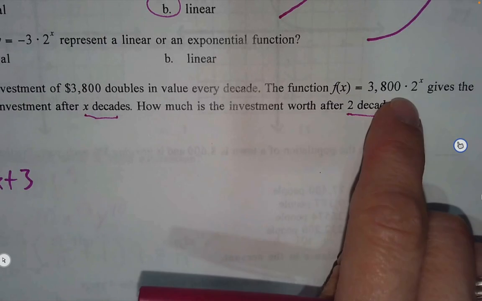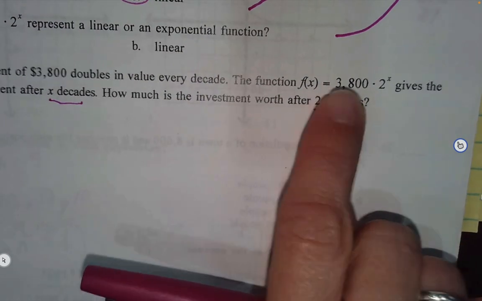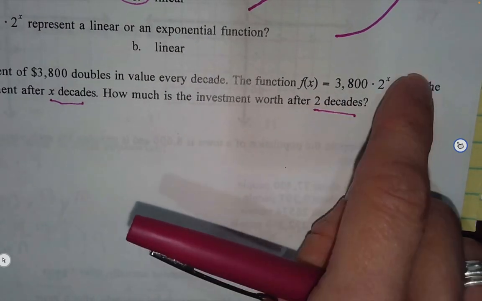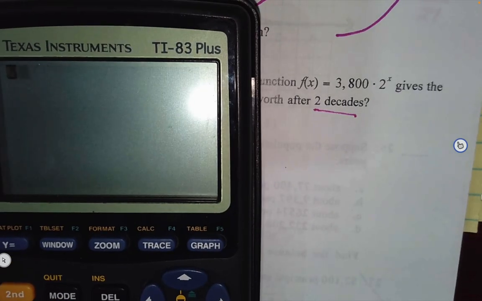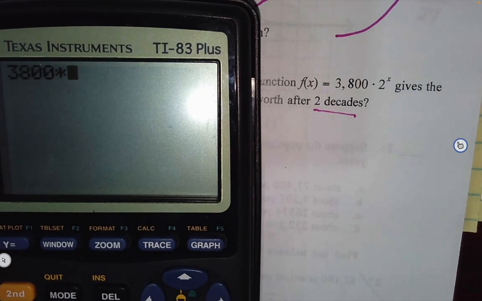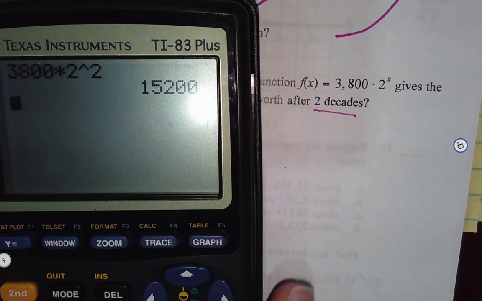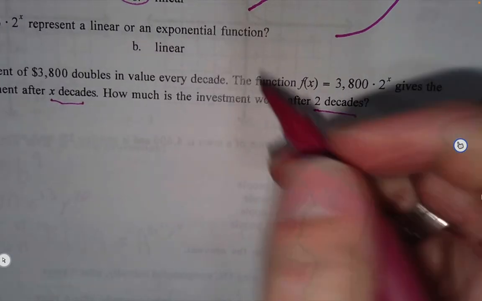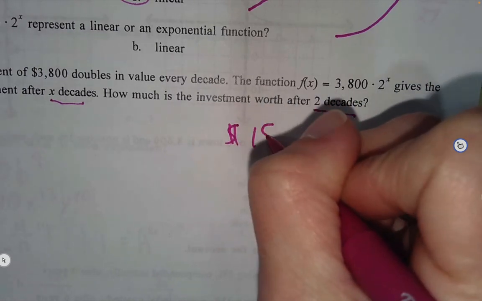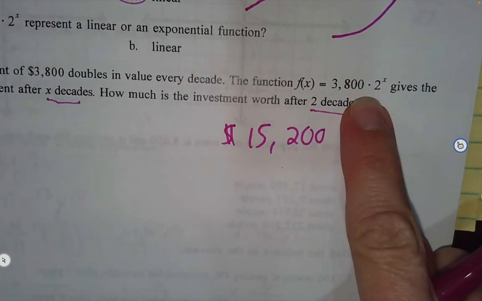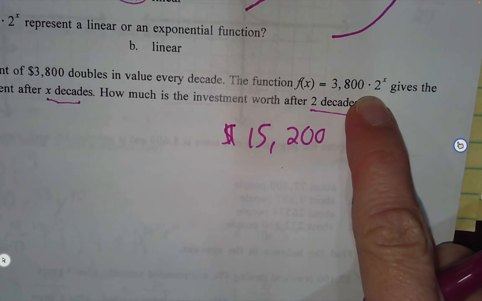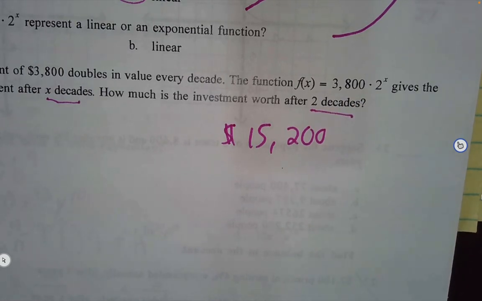2. So it's just 3,800 times 2 to the 2nd power. So I would just type that in on my calculator. 3,800 times 2 to the 2nd power. There's your answer, $15,200. Okay, that's how much it's worth after 2 decades. It started with 3,800. In 20 years, it's 15,000.